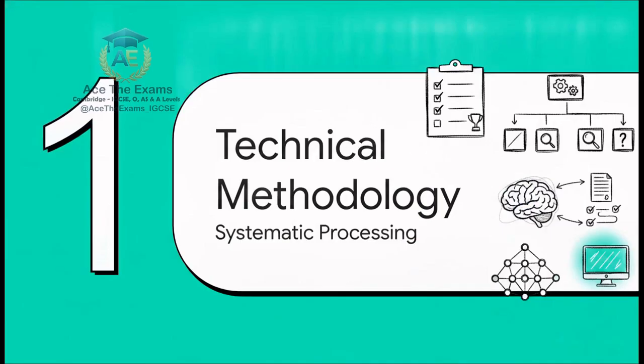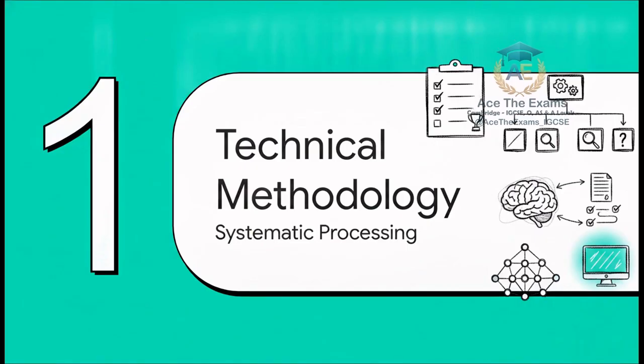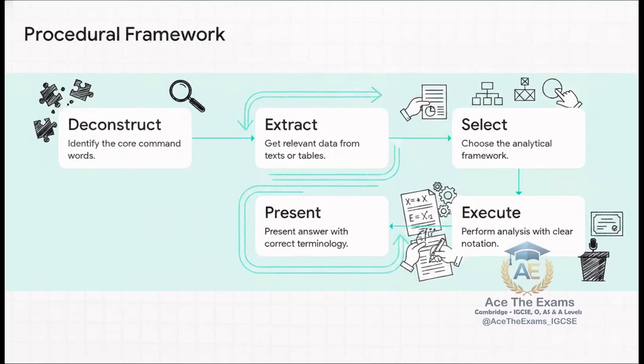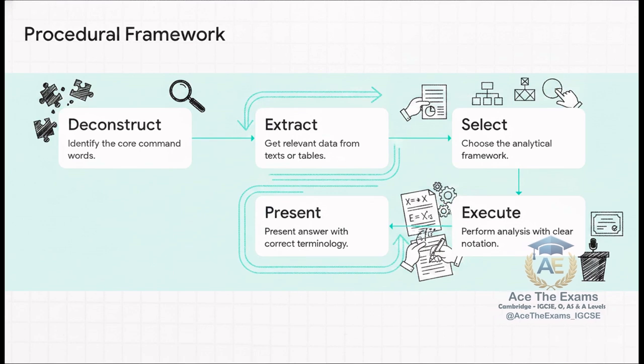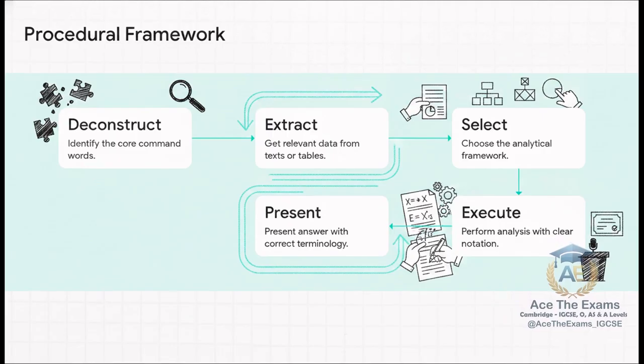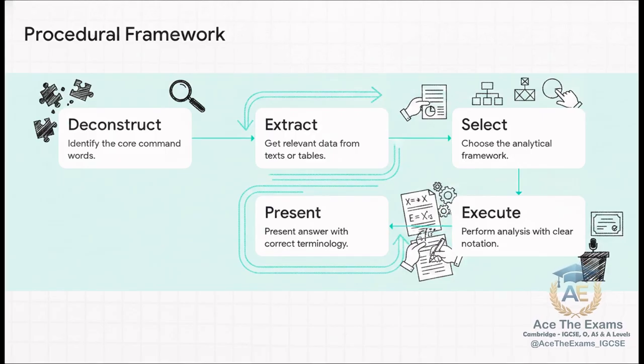Which brings us to Section 1, the technical methodology, systematic processing. To spot that context clue, we have to adopt the method mark strategy. You see, the theoretical architecture of this syllabus rests heavily on systematic analysis. Examiners want to see your brain working on the page, and they actually award you marks just for your procedural framework, even if your final conclusion isn't totally perfect.